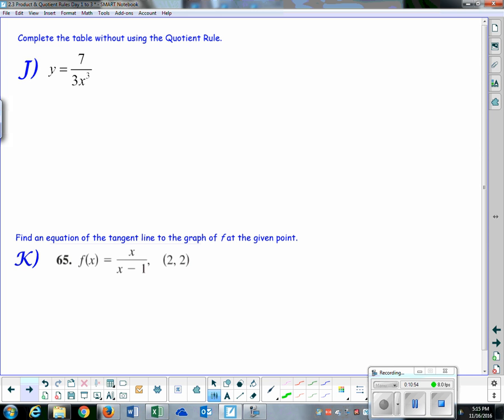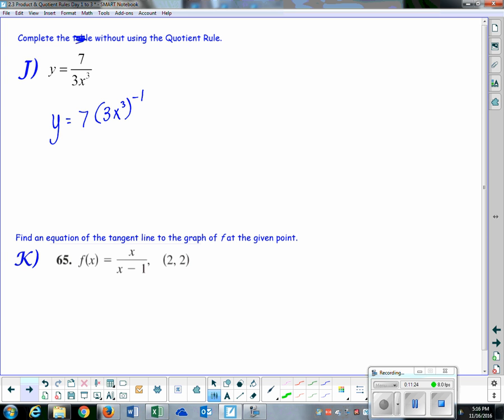On to J. Now, it says complete the table. Let's just complete the problem without using the quotient rule. How would you do that? From what I see, I got a 7 numerator and a 3x cubed denominator. But would it be okay if I wrote this as 7 times 3x raised to the third to the negative 1? I could do that, couldn't I?